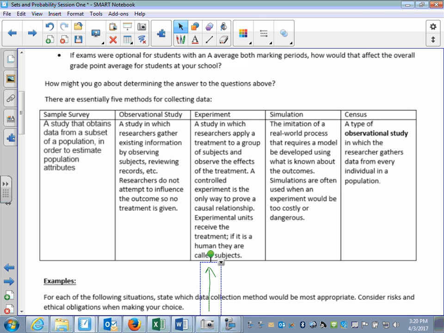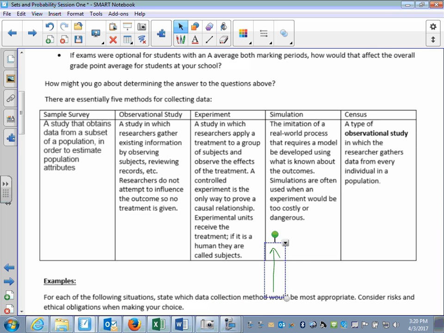Now, you can also do an experiment. Now, an experiment is where you have something that you think might help, and so you gather groups of people together or something like this, and to one group you give this thing that you think would help, and to the other group you don't do that, and then you see if after the experiment is over, the people that had the treatment that you thought would help were actually helped or not. So in an experiment, some people receive the treatment, some people don't. Okay. Now, experimental units received. If it is a human, they're called subjects.